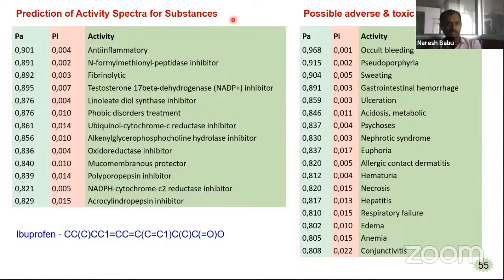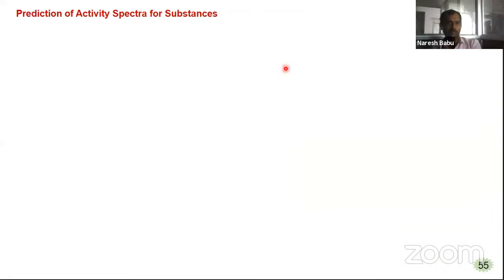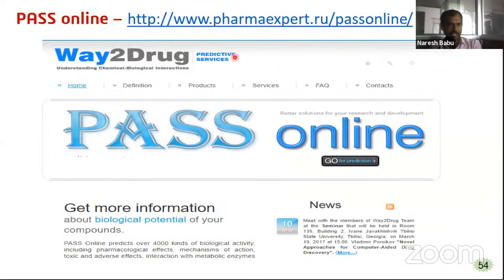Likewise, for any molecule, if you give it either in the form of SMILES notation or MOL form, we can get the complete activity spectra and also the adverse and toxic effects of the compound by using this PASS Online software. That is one way of drug predictive services.